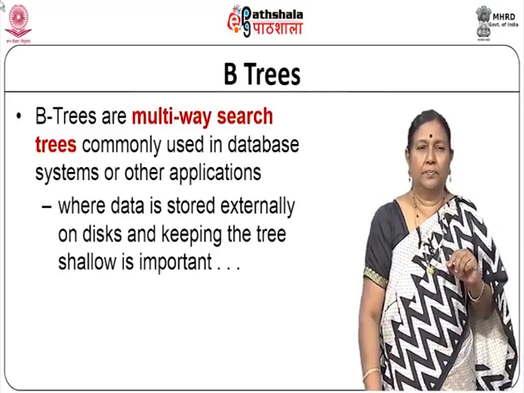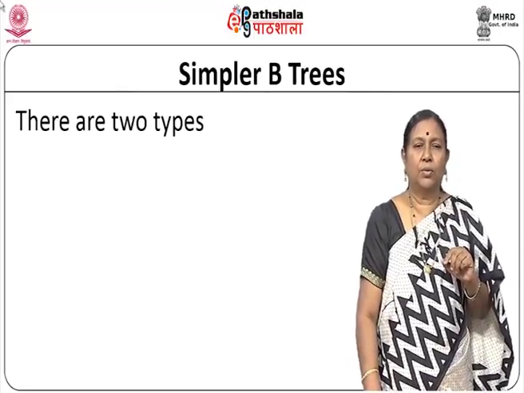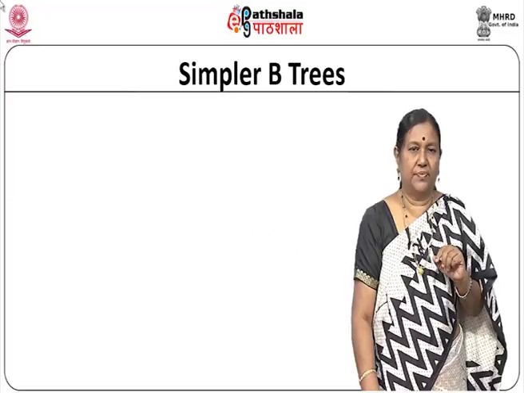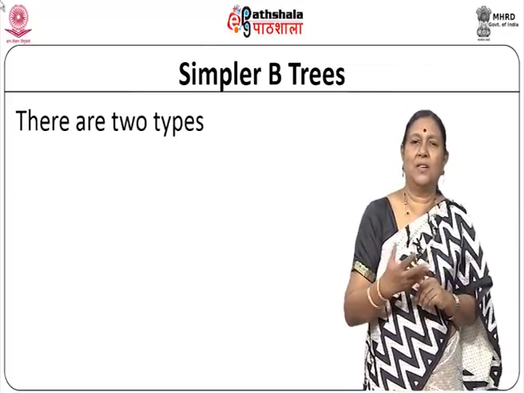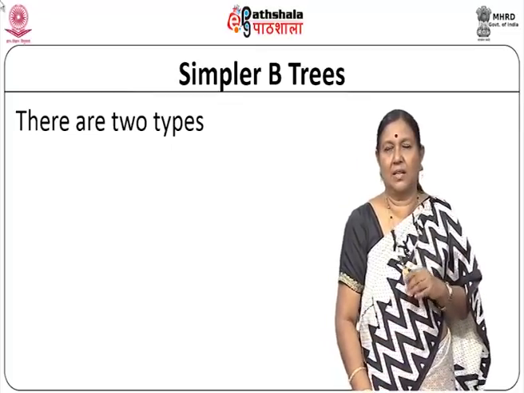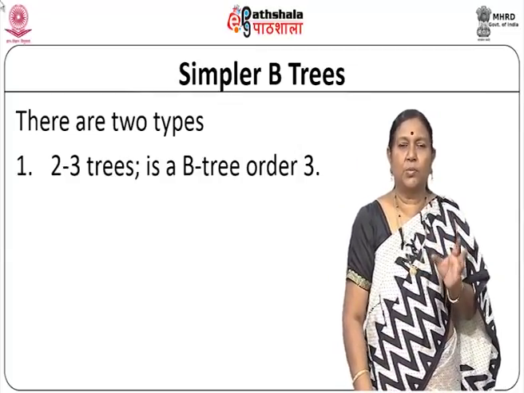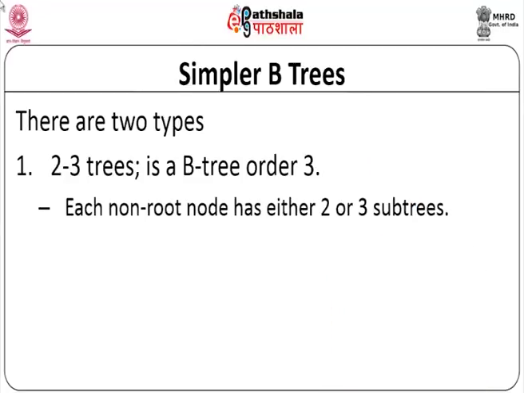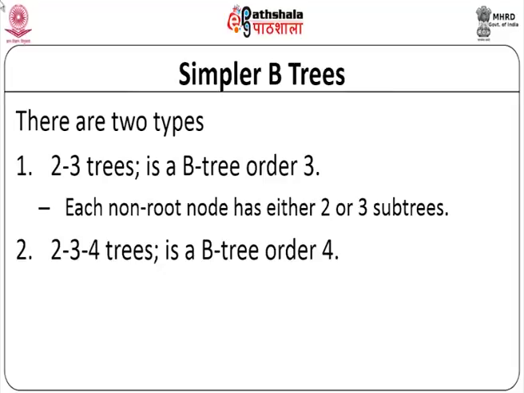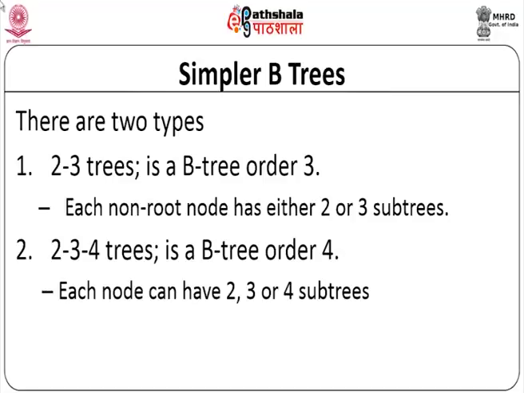Now let us go to simpler B trees first. We have already seen B trees. If you say B tree is M way, then we have already seen there are two types already. The first one was 2-3 trees. It is a B tree of order 3, and each non-root node has 2 or 3 subtrees. And then we have already seen 2-3-4 trees, where it is a B tree of order 4, and each non-leaf node can have 2, 3 or 4 subtrees. So, this we have already seen.